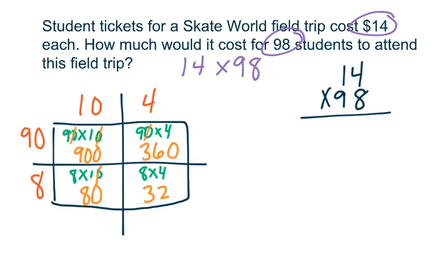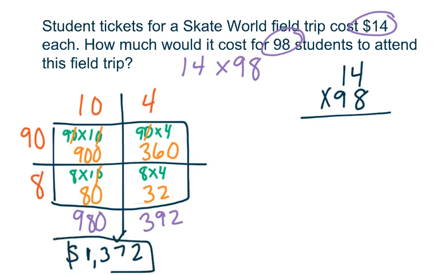Then I'm going to go ahead and add two of those partial products and then add those two pieces together. And then my final step is to add those two pieces together. So I have 980 plus 392. And I get a final product of $1,372. I'm going to check my work using regrouping.